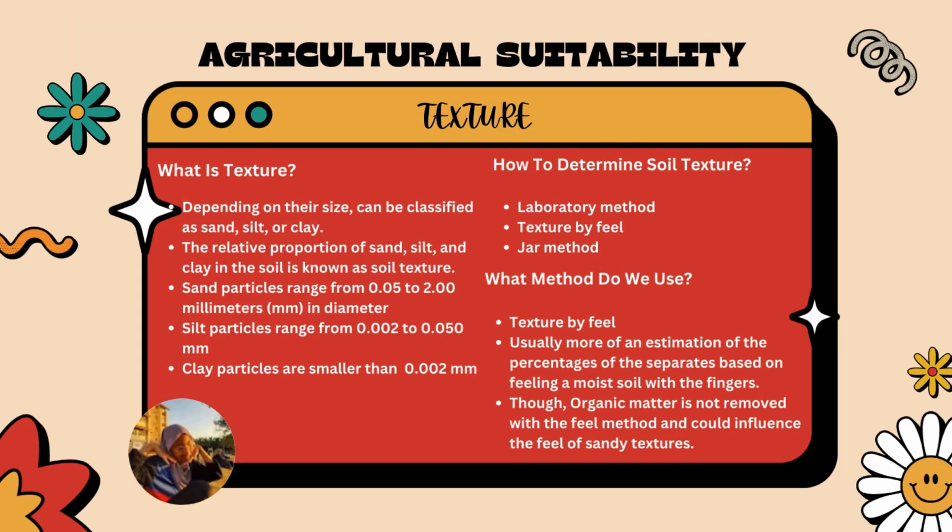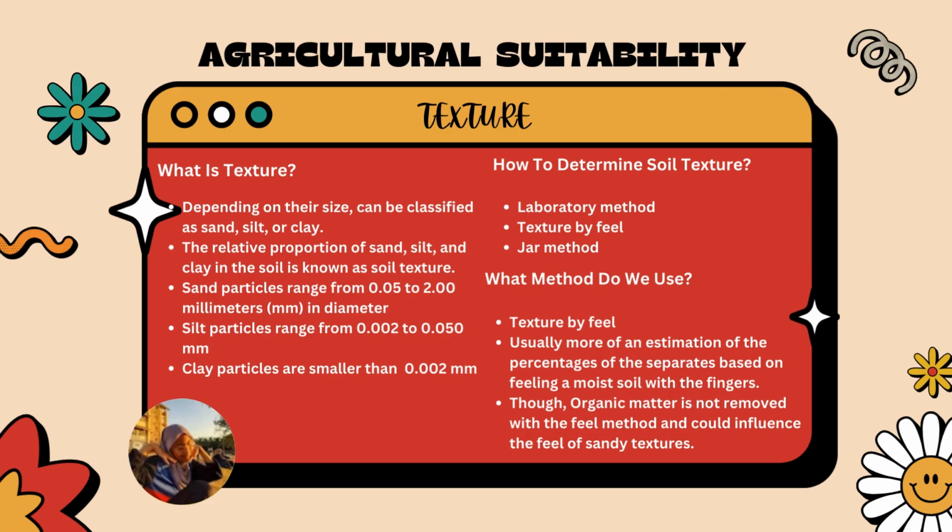As for agricultural suitability, texture, depending on their size, they can be classified as sand, silt, or clay. The relative proportion of sand, silt, and clay in the soil is known as soil texture. Sand particles range from 0.05 to 2.00 millimeters in diameter. Silt particles range from 0.002 to 0.050 millimeters, while clay particles are smaller than 0.002 millimeters.